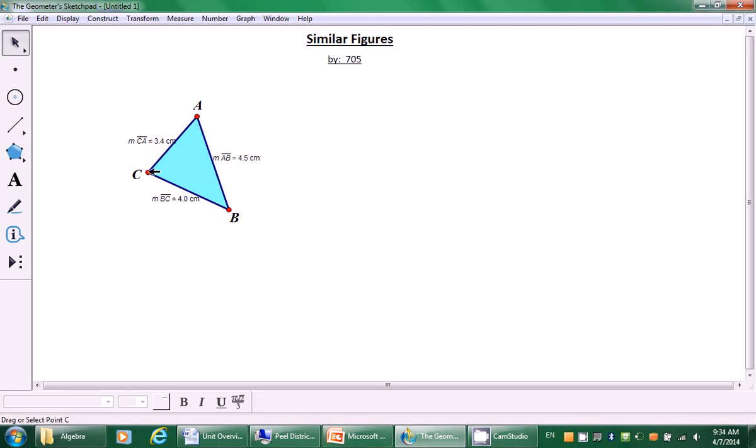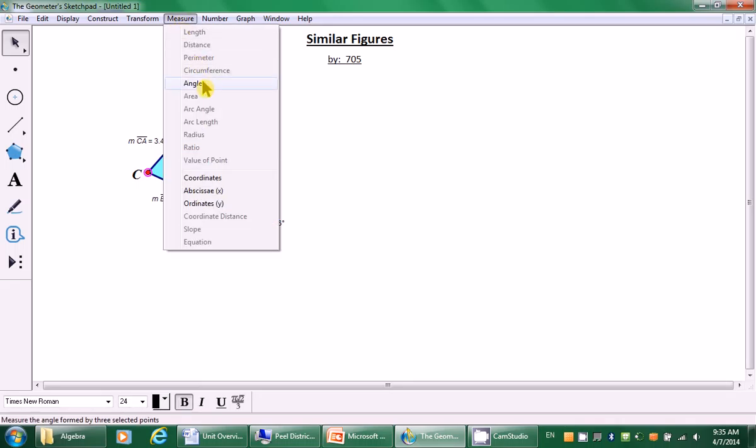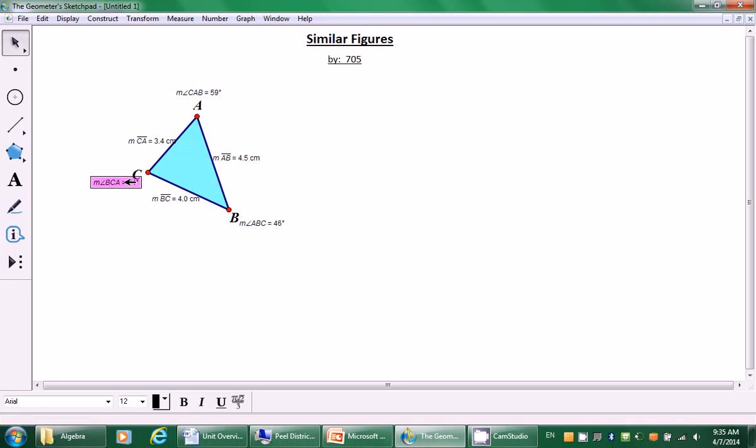Alright, let's measure the angles. So remember, go in clockwise order: endpoint, vertex, endpoint. Remember that the angle that you're measuring is the middle letter of your angle label. And make sure to measure all 3 angles. Place them on the corners of your triangle.